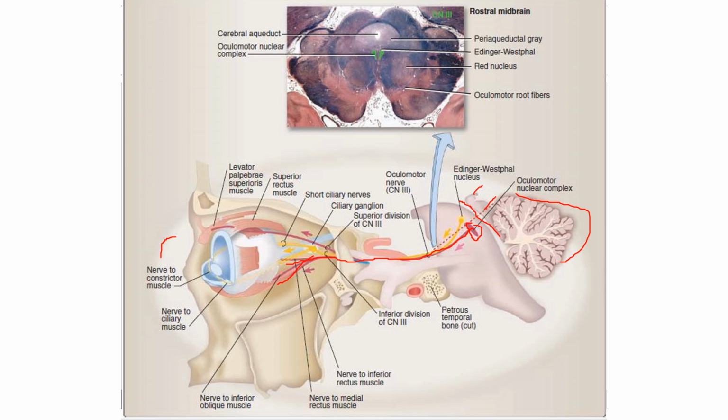In yellow here we can see Edinger-Westphal nucleus. Okay. Also a part of association with that cranial nerve 3. And that's for the pupil. Okay? So pupillary constriction. You could see it up here, Edinger-Westphal.